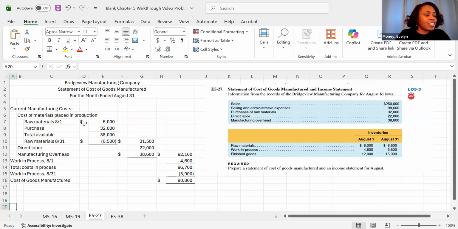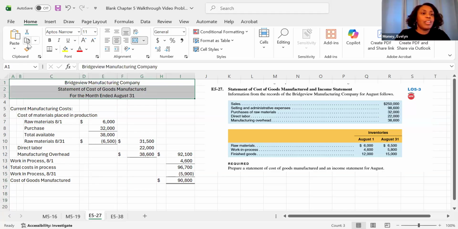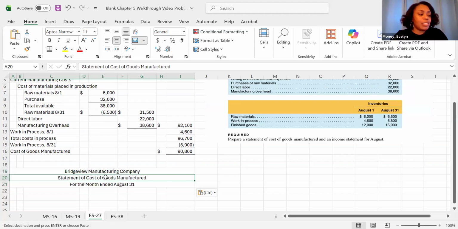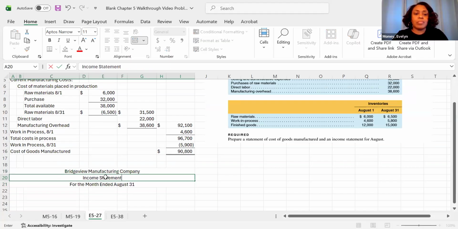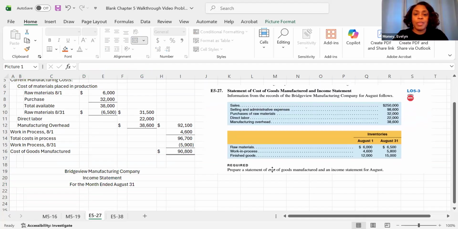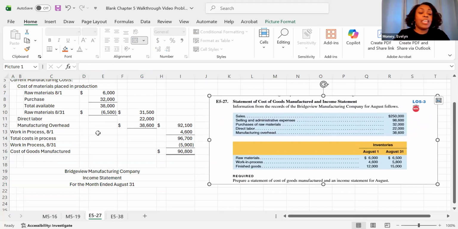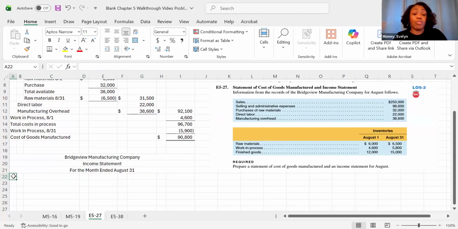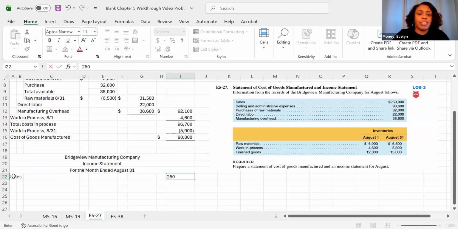And that's all done. Now let's do the income statement. I'm going to cheat a little bit because I'm going to copy and paste. But this time it's an income statement. And let me move down my information. Now, this income statement is based on financial accounting, so we're going to see gross profit, not contribution margin. So I'm going to start with my sales. And my sales are, I think the problem tells me, yes, 250,000.